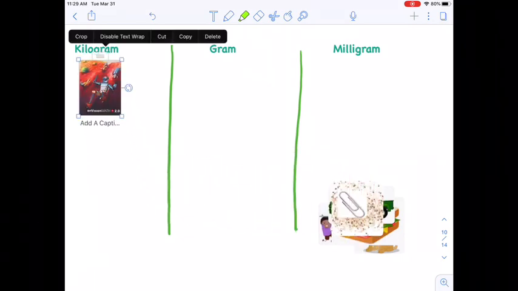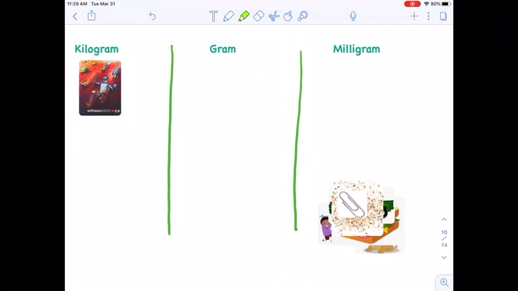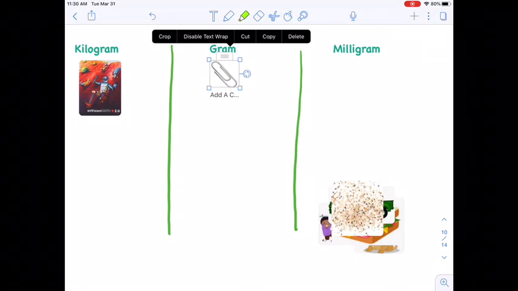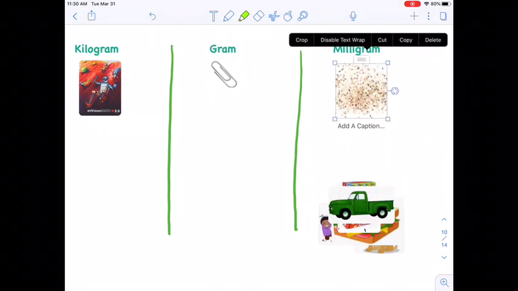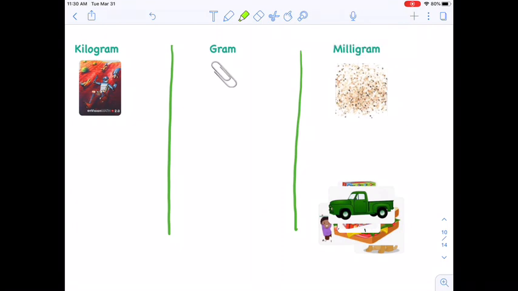Your math textbook that you use in class is about the weight of 1 kilogram. A paper clip is about the size of 1 gram, and these tiny grains of sand, one tiny grain of sand, is about the weight or the mass of a milligram. So think how tiny one tiny piece of sand is.